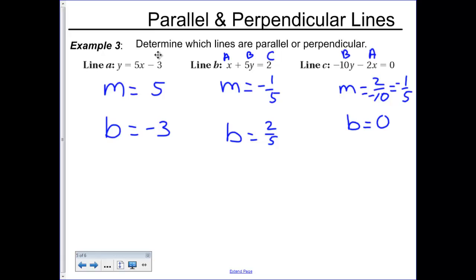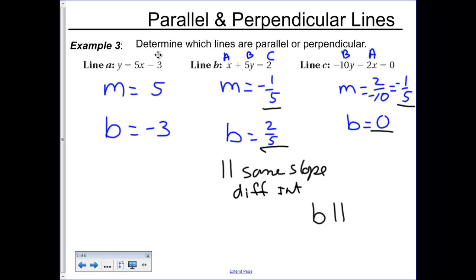So let's start with parallel lines. Parallel lines have the same slope. So if I look at lines A, B, and C, I see that line B and line C have the same slope, but they also have to have different intercepts. So look at their intercepts, 2/5 and 0, and those are definitely different. So line B is parallel to line C, and the symbol in the middle there stands for parallel.